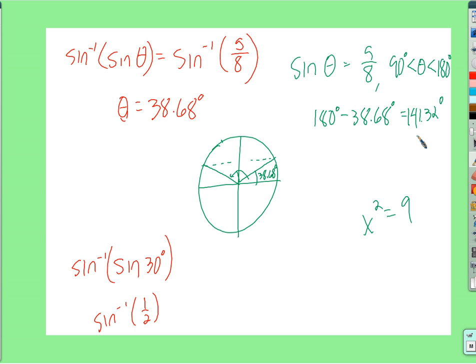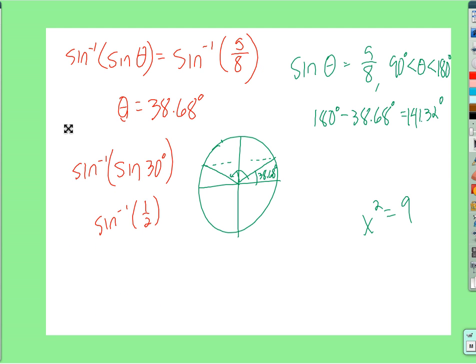There are more complicated ways to give these answers. If it doesn't specify that it's between 90 and 180, then you have to somehow get all of the infinite answers to the angles that could have a sine of 5/8. But we won't worry about that right now.